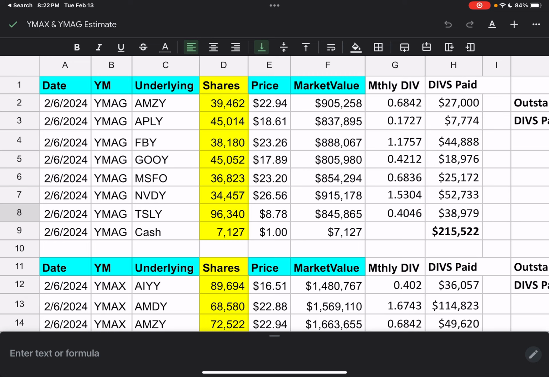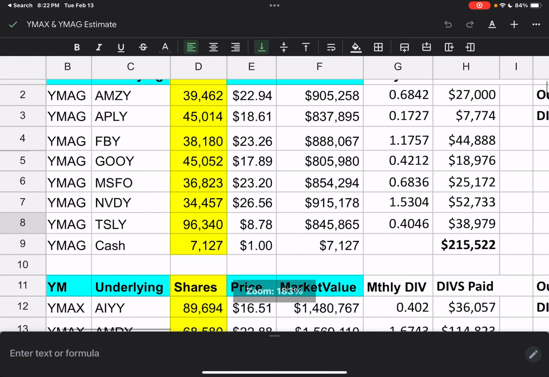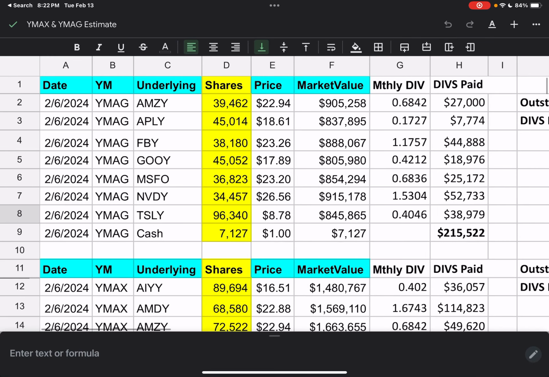Then I just added in column G here, I added the dividend for those specific underlying YieldMax ETFs there. And then, of course, in the divs paid column, that's just multiplying the number of shares times the monthly dividend. And so here in the case of YMAG, you can see here in this box, this is the total. These are just typed in from my spreadsheet. Well, I guess technically I don't have formulas on this one because I did build it in a different spreadsheet, and I just copied and pasted values here.